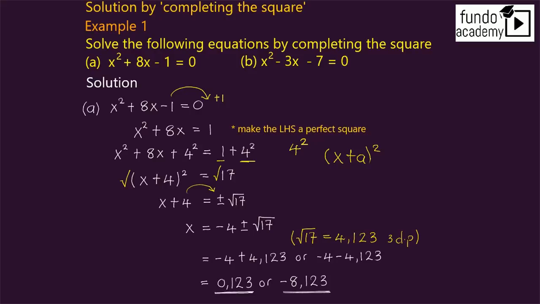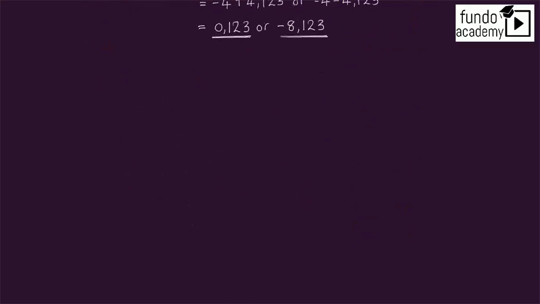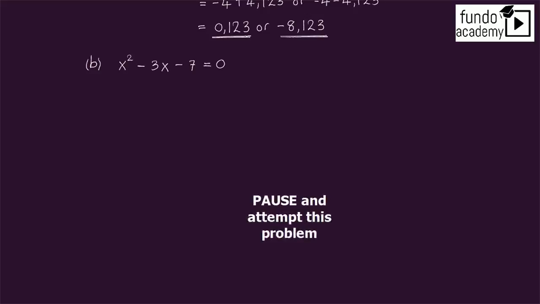Now if you have understood part A, you may want to try out part B by yourself, just to make sure that you have grasped this method. So I'm going to give you a few minutes, so you may pause this video and start working on part B. Now let's go together to part B. On part B we have x squared minus 3x minus 7 is equal to 0.